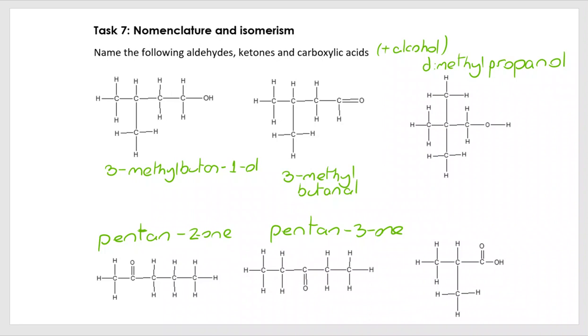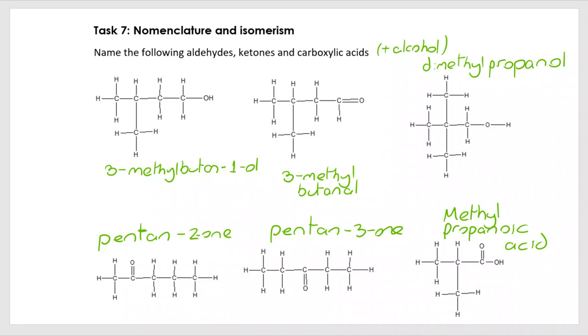And finally, we have got a COOH group. That's a carboxylic acid. It's propanoic acid with a methyl group on the second carbon. Again, we don't need to number that methyl because the only place it could be a methyl group is on the second carbon.